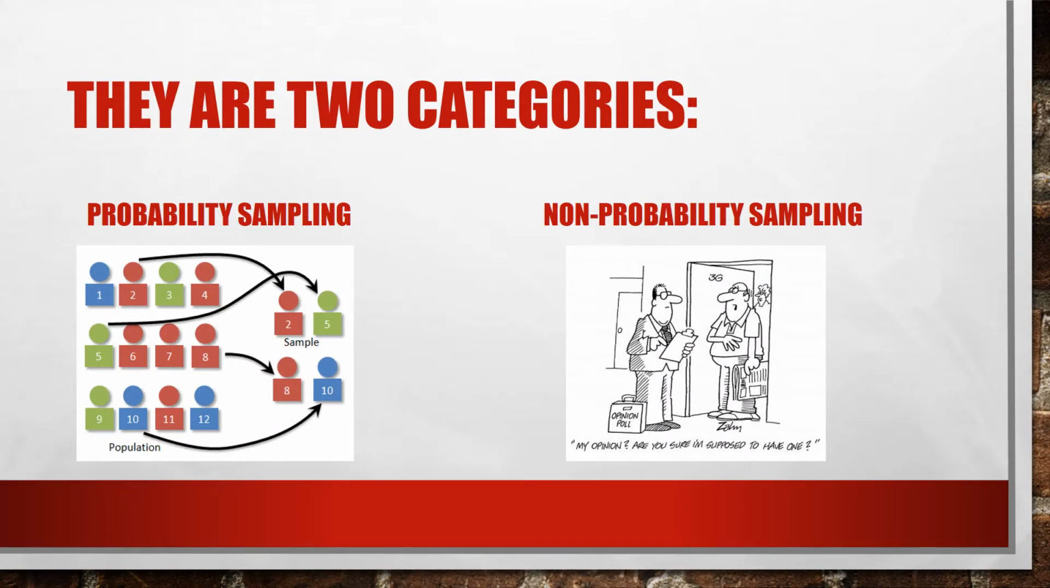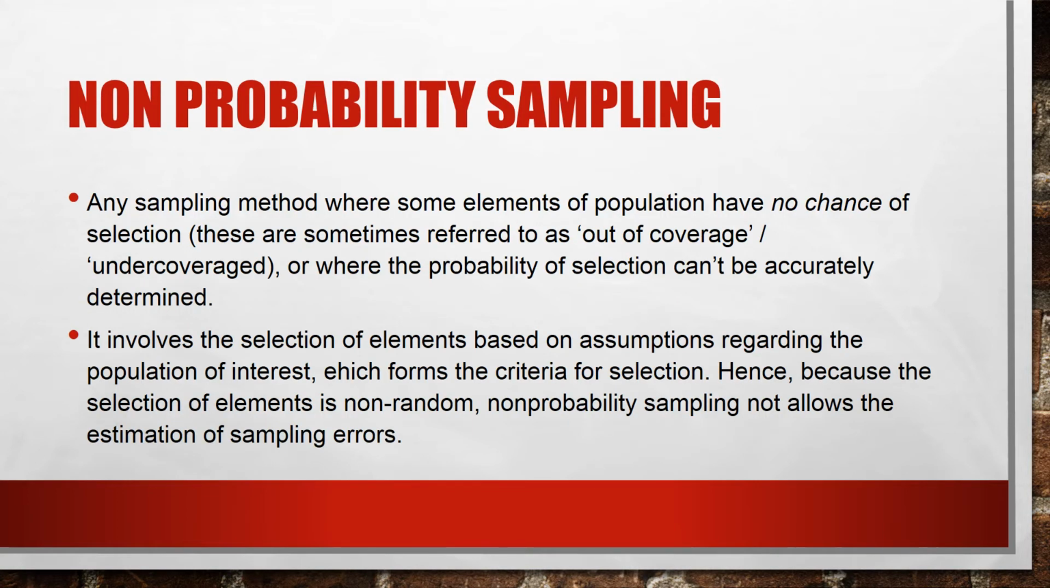There are two categories of random sampling: probability sampling and non-probability sampling. In non-probability samples, some elements have no chance of being selected. It also involves the selection of elements based on assumptions regarding the population of interest, which forms criteria for selection.